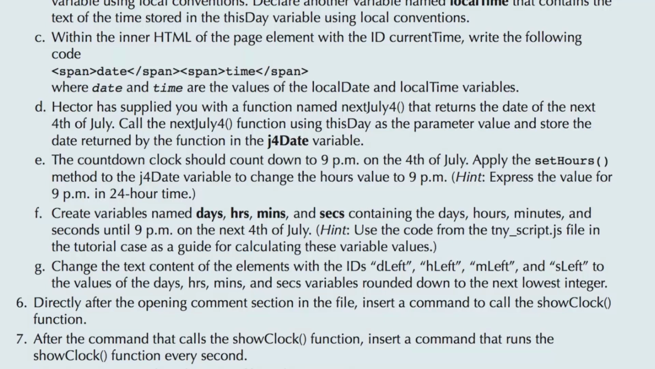So we need to take those milliseconds now and apply a little math to them to break down the individual values found within that variable, breaking them out into the actual days, hours, minutes, and seconds that are left. And you've done that in the tutorial. It reminds you here in the hint. It says use the code from the tinyscript.js file in the tutorial as a guide for calculating these variables. So if you wanted to go back to the tutorial and get the values from there, you can.